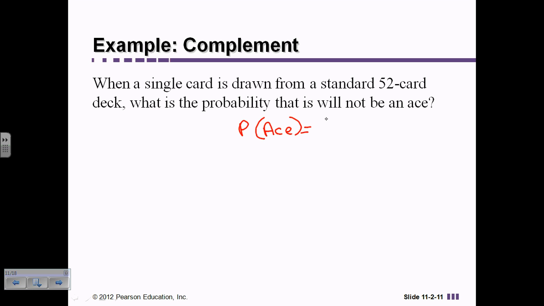So the probability that we draw an ace is equal to 4 chances out of 52, because there are 4 aces in a deck, and there are 52 cards in a deck of cards. So the probability that it is an ace is 4 out of 52. I'm going to use a little bit of symbolism here: the probability that it's not an ace would equal 1 minus 4 out of 52.